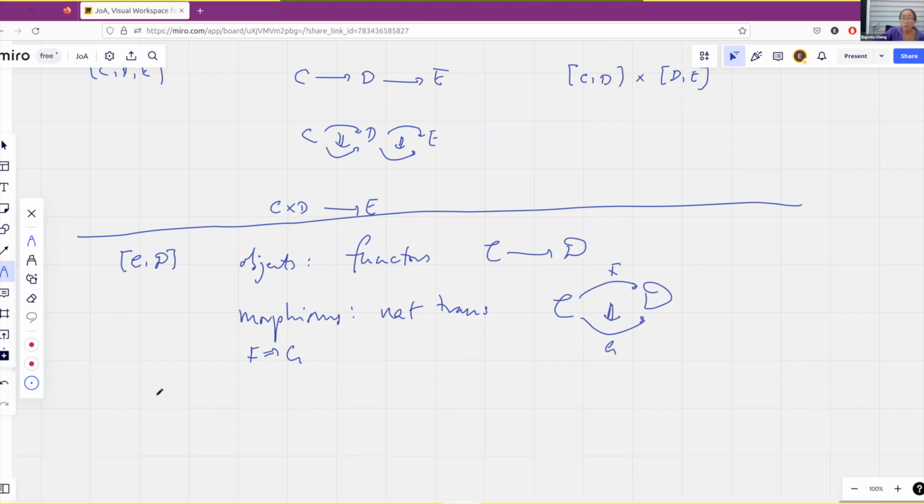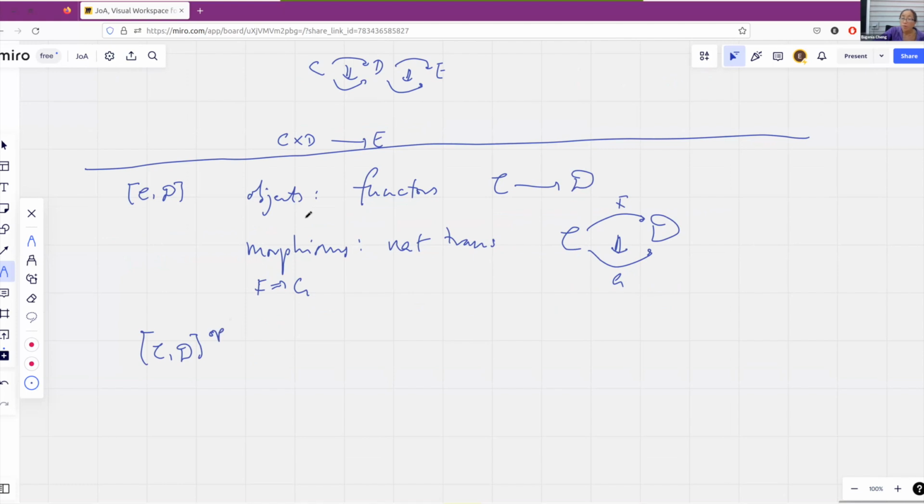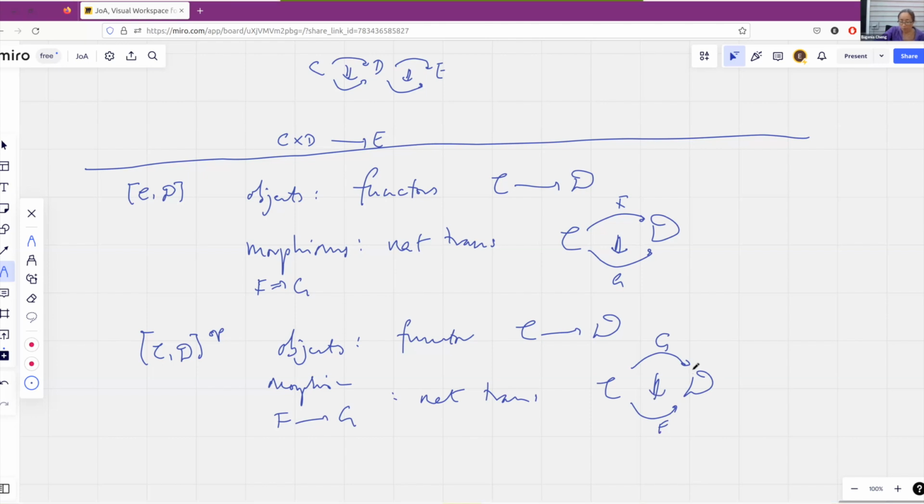So if I take the dual of that, remember the objects do not change. So the objects are now functors, are still functors C to D, right? And a morphism from F to G is now a natural transformation going the other way. So the functors themselves don't change direction because the objects don't change when you're taking a functor category.